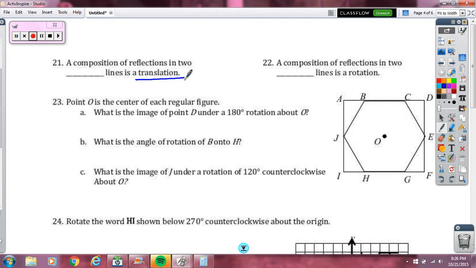That means it turns into a translation. Oh, so that's saying, like, if I had an object and I flip it over a line, and then I flip it over another line, the quicker way to get from the first one to the last one is just to slide it or translate it. So if we're trying to get a translation, we've got 2 parallel lines. But the rotation comes in when you've got lines that cross each other. So intersecting.